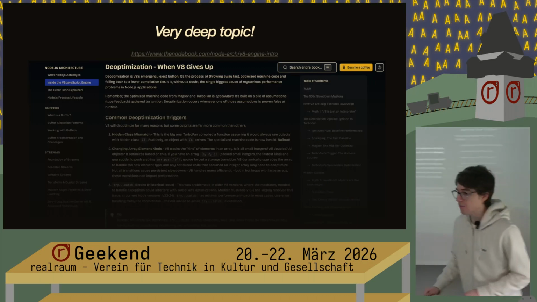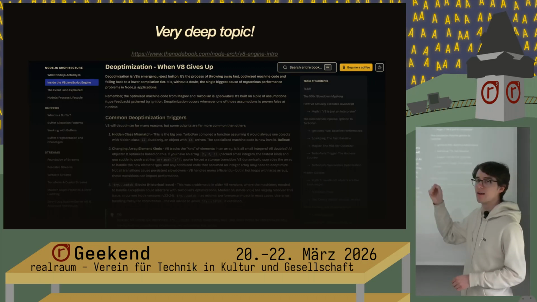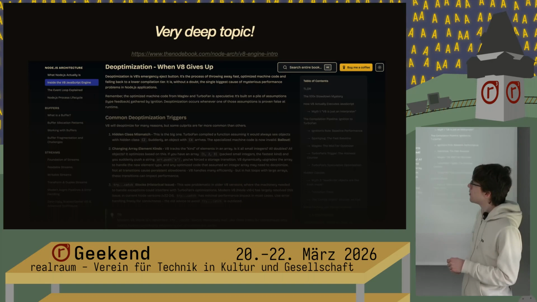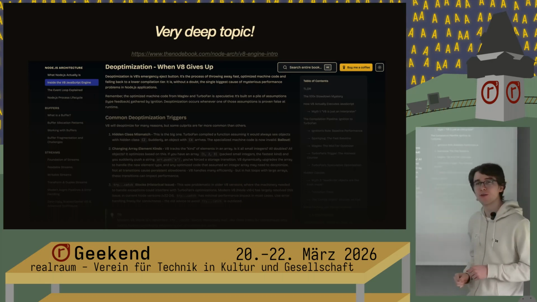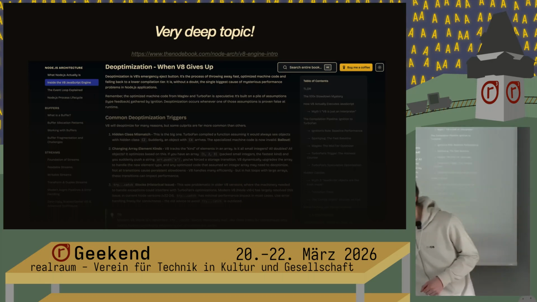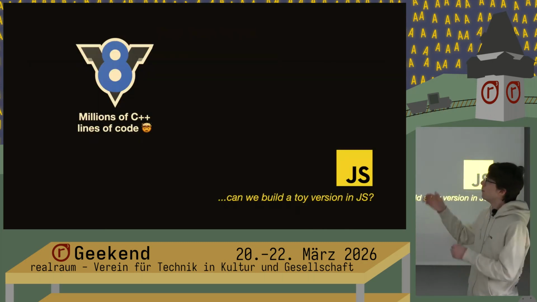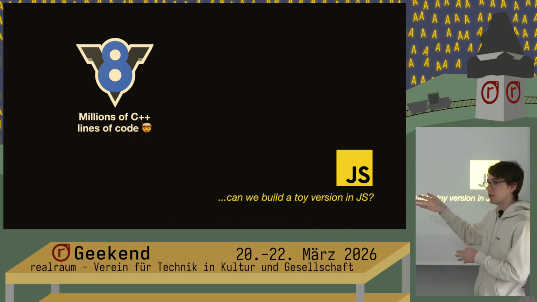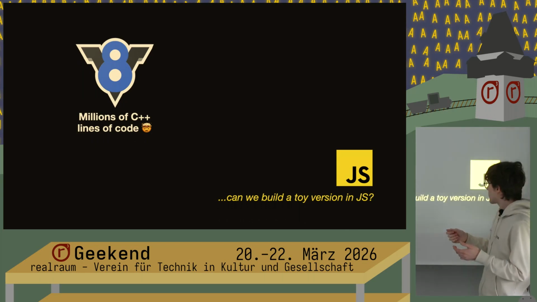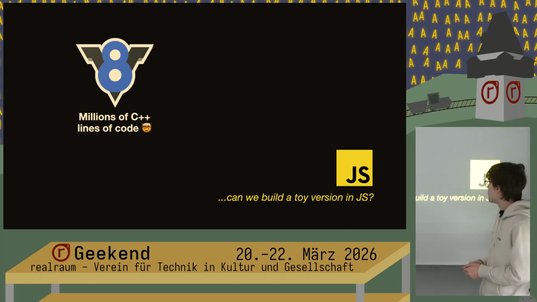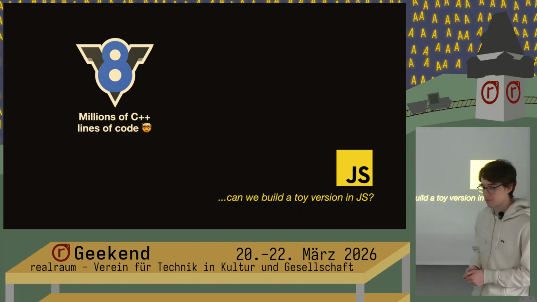And it turns out this is an extremely complicated topic. There are entire guides on how to write JavaScript code so that this does not happen. There is a very nice guide there, and we're not going to talk about this because it's a very complicated topic. But what I ask myself is, if V8 is an extremely complicated machine that has millions of lines of C++ code, can we build some sort of toy version of a JIT recompiler in JavaScript?